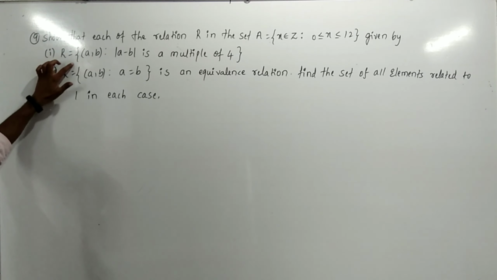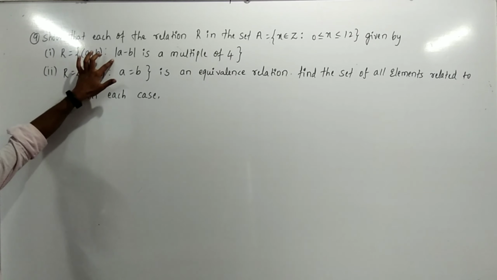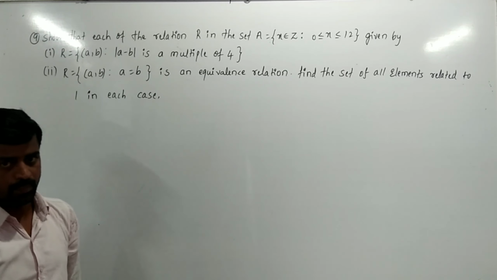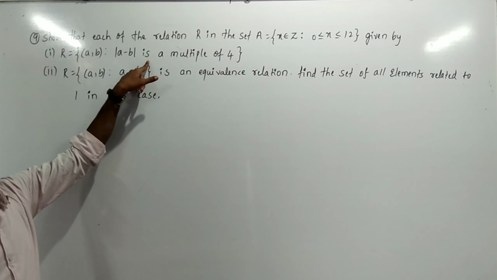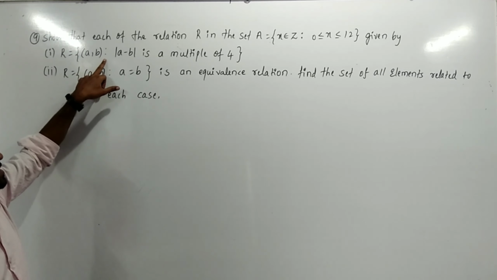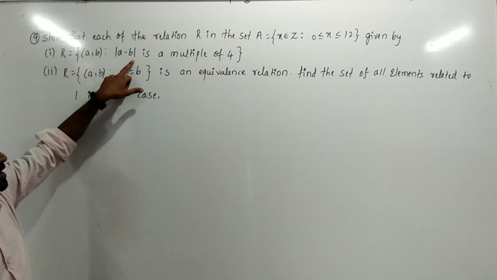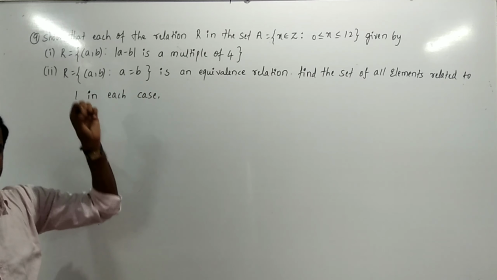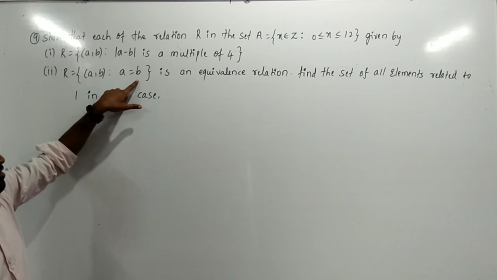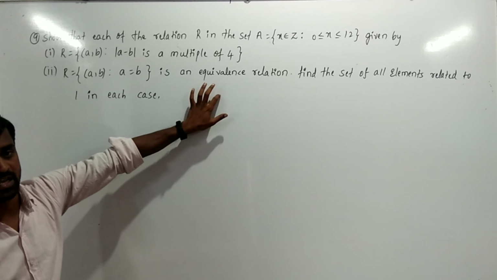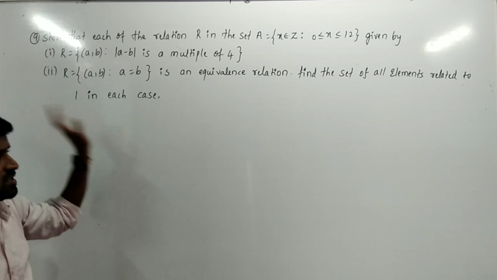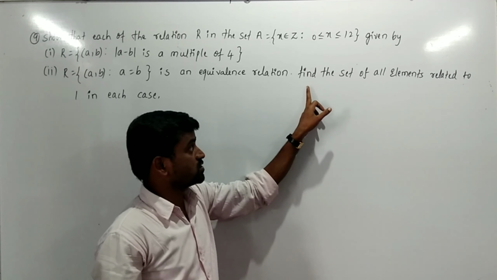First one is R = {(a, b) such that |a - b| is a multiple of 4}. We have already done this type of question. In the 8th question, R = {(a, b) such that |a - b| is even}, same as this question. The second one is {(a, b) such that a = b}. Check whether these two relations are equivalence relations or not.